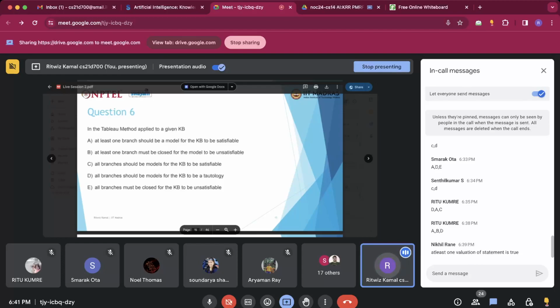And if all branches happen to have contradictions, then whenever there is a contradiction in a branch, we close that branch and do not extend it any further, right? That is what is referred to in the last option over here. If all the branches have contradictions and as a result are closed, we say that it is unsatisfiable.